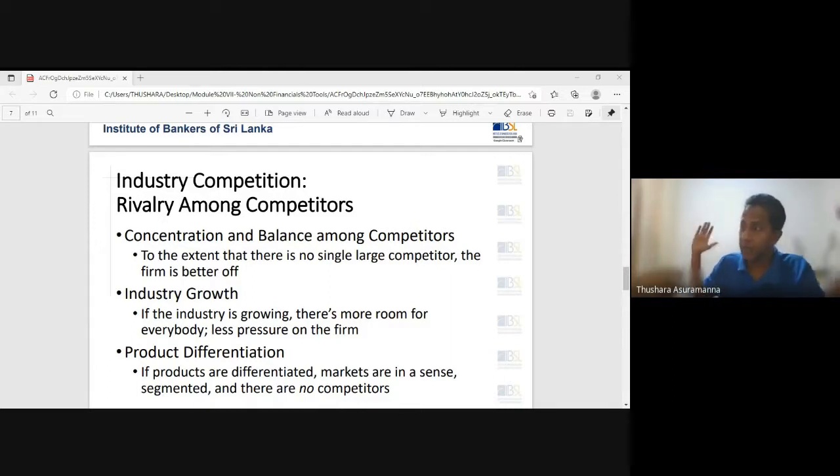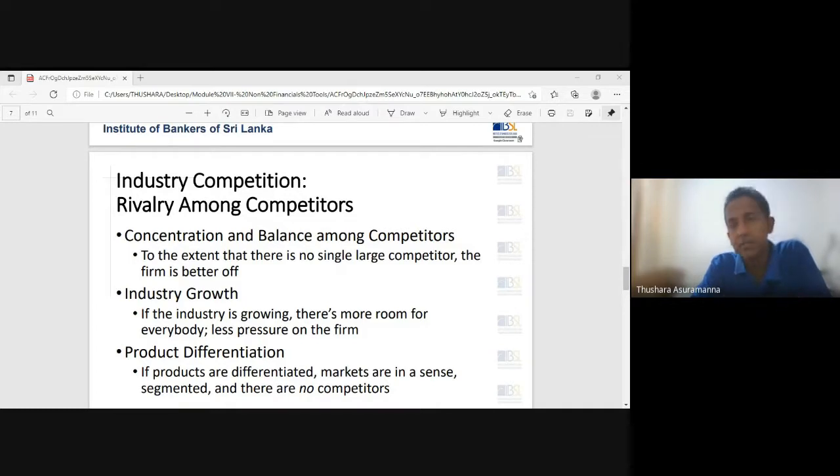So then everybody is focused on the general market, then there may be a bigger competition. But when you say a product or service is differentiated to the niche, to the selected market or the client segment, then probably you have a better chance of surviving.